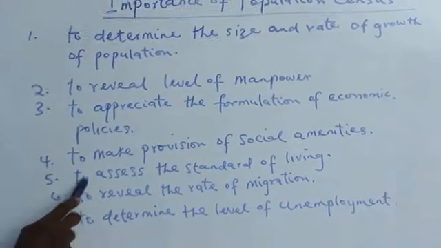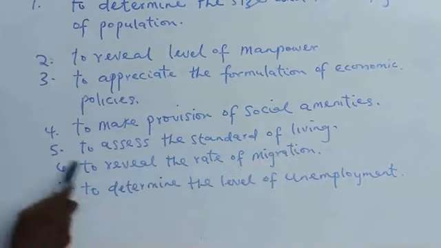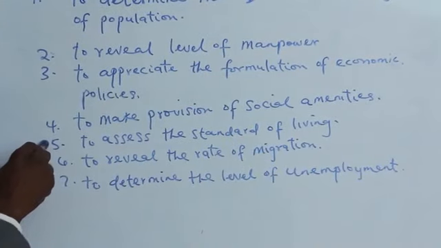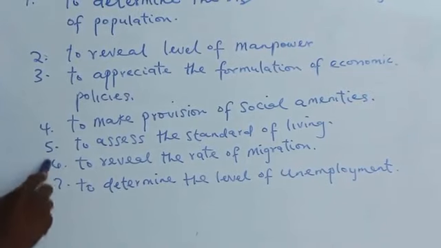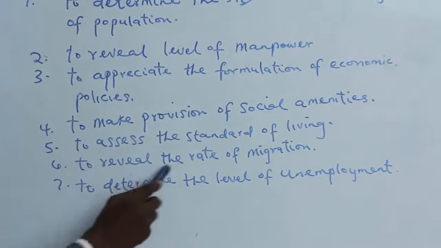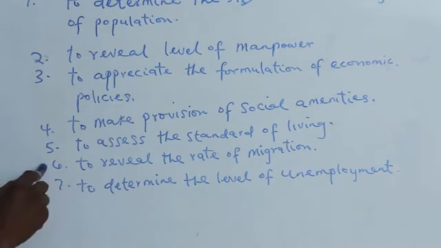5. To assess the standard of living. In knowing the standard of living, with the help of population census, this can be known. 6. To reveal the rate of migration. That is to say, how people are coming into the country and how people are going out of the country. With the help of population census, this can let the government understand how it is.